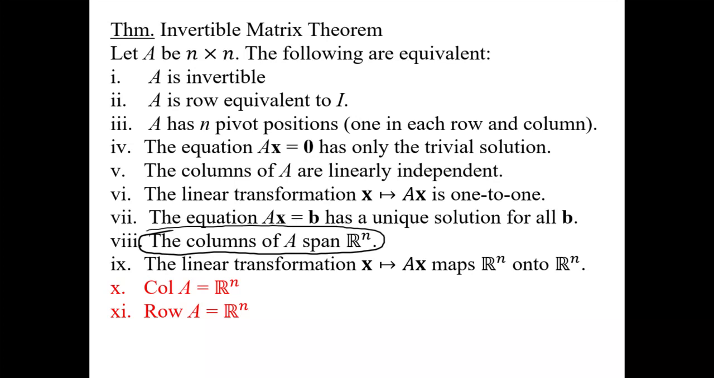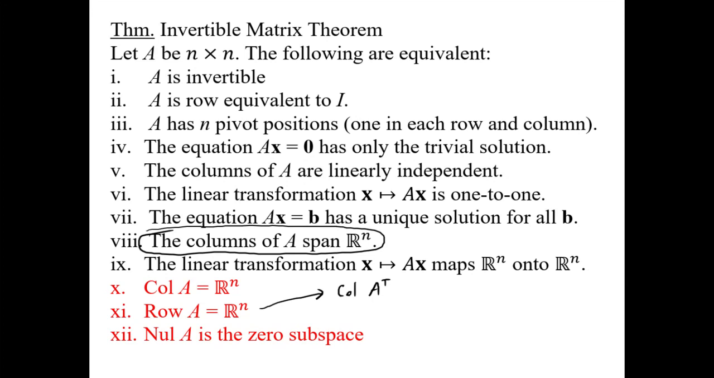The row space is also all of Rn. The rows are linearly independent. This would be true because the row space of A would be the column space of A transpose. And one of the other equivalent statements is that if A is invertible, then A transpose is also invertible. Yeah, okay, so that takes care of the row space.